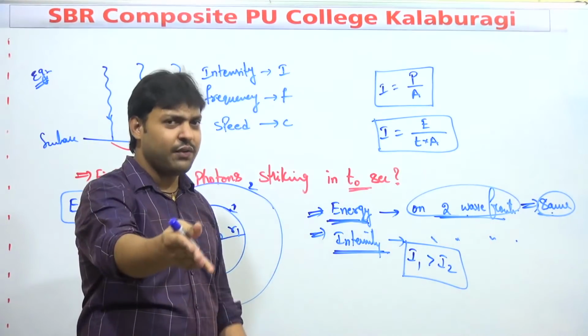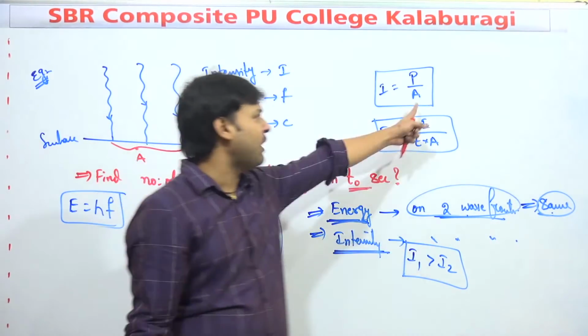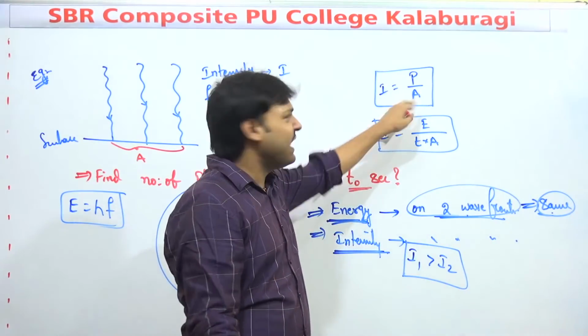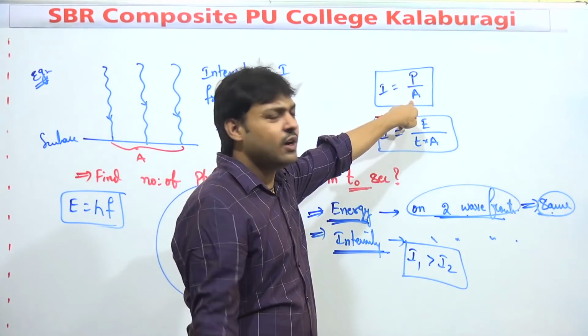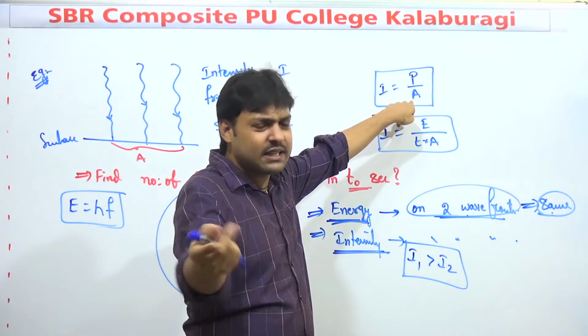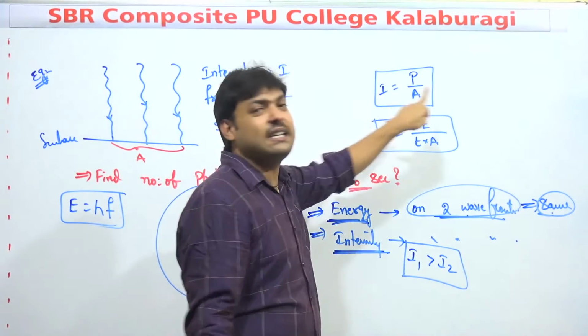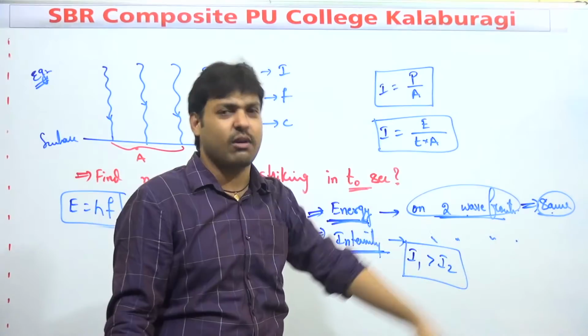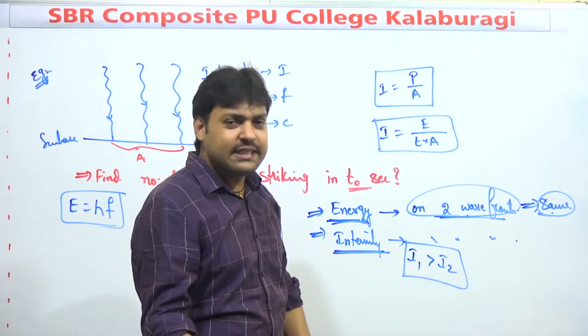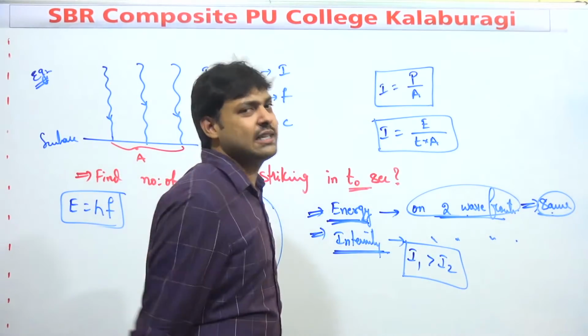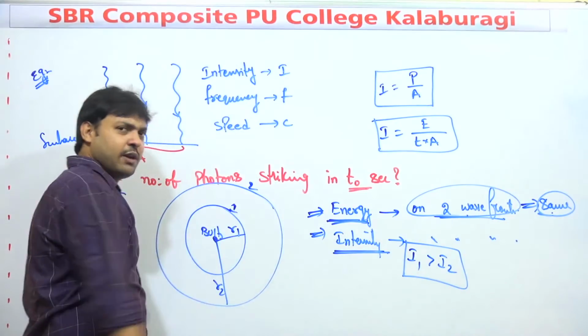I think we know a formula, intensity is inversely proportional to r square. Yes or no? Area, pi r square, or if it is a spherical thing, 4 pi r square, 4 pi constant. So intensity is inversely proportional to r square. Right? Clear about the point?